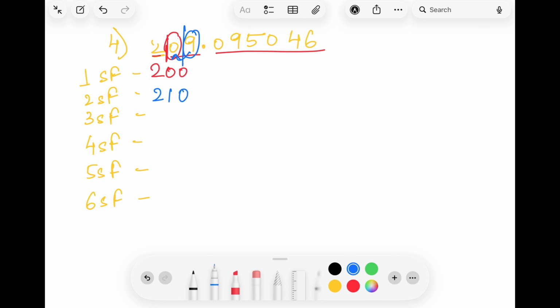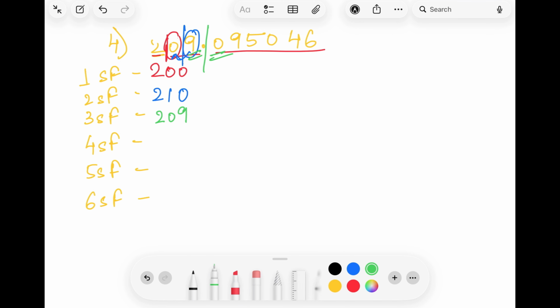Okay, next 3 significant figures. Let's take up green color for that. So 3 significant figures means first, second and third. So we put a line here. The fourth number is 0. That means we don't need to add anything to this 9. This remains 209.